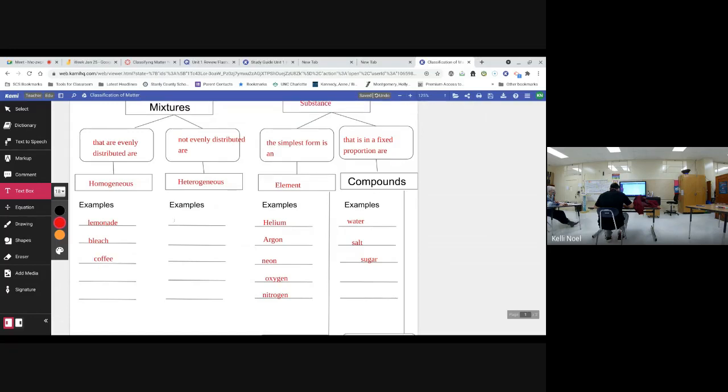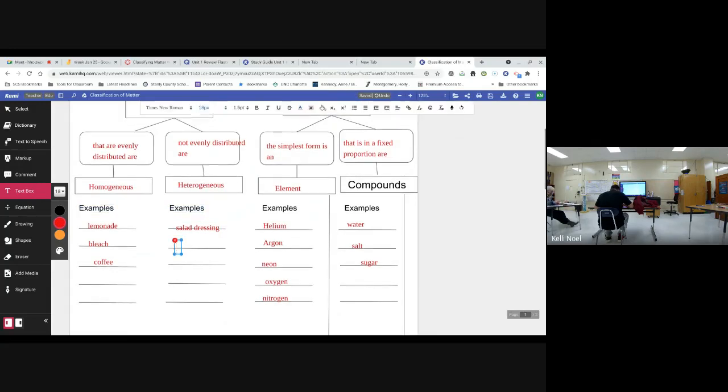So here, heterogeneous, we're going to have things like salad dressing. We're going to have paint. They had peanut butter. Milk. That's enough. You could put trail mix. Trail mix is always a good one. So those are your examples. So that's the first part.